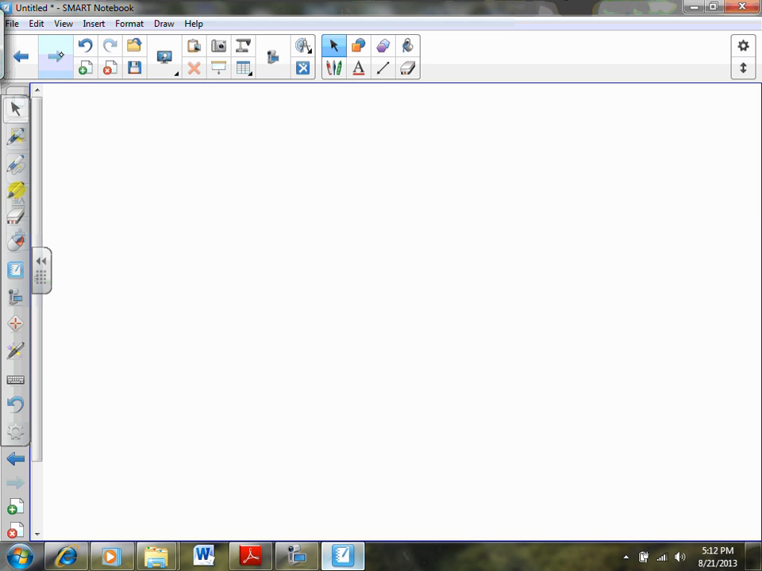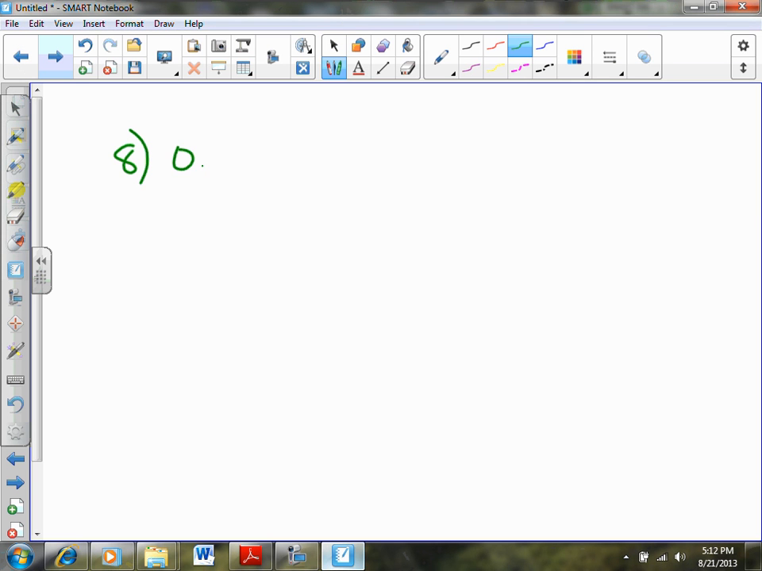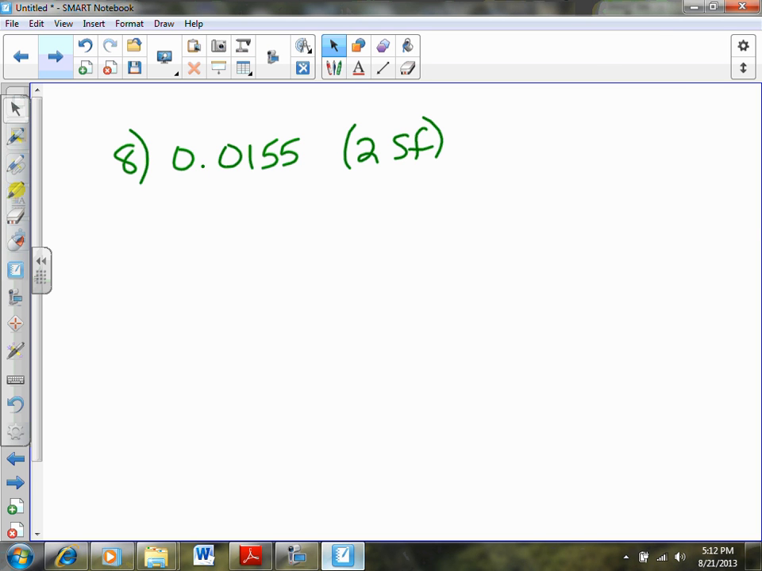So let's work a couple of your problems from the homework. Let's look at number 8. Speaking of 8, we have lots of 8s on the mind here. Problem number 8 is 0.0155, and you're supposed to round it to 2 sig figs. So the first thing you have to do is determine how many sig figs are in this number. That's the first most important thing.